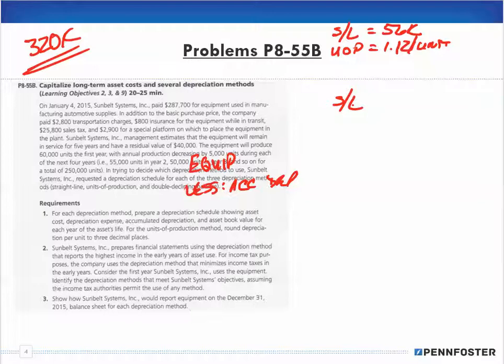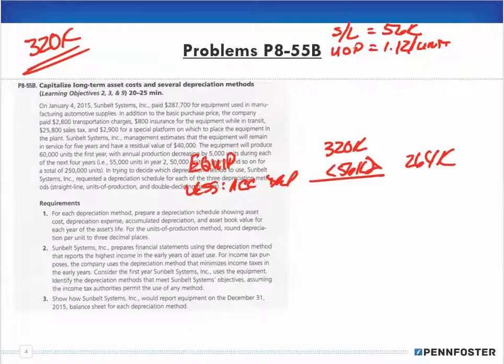So for straight line, our equipment cost is going to be $320,000. That's what it's going to look like. Okay. And in the first year, we're going to have $56,000 of accumulated depreciation. So our book value is going to be $264,000. Okay. So that's what it would look like on our balance sheet.